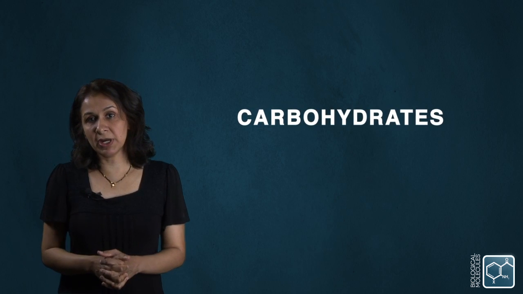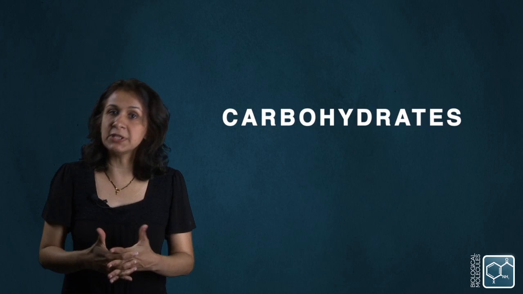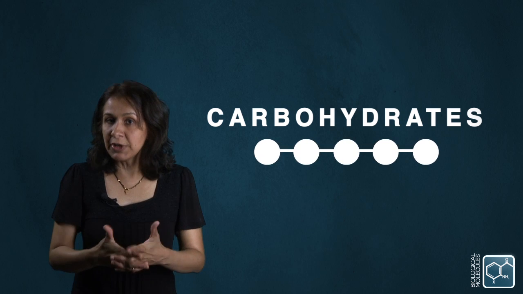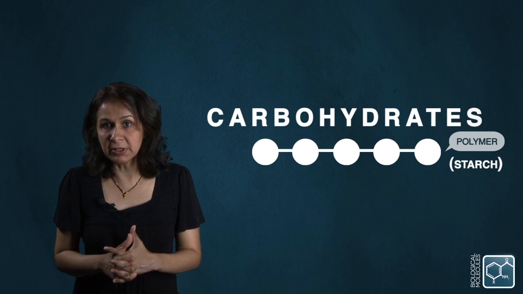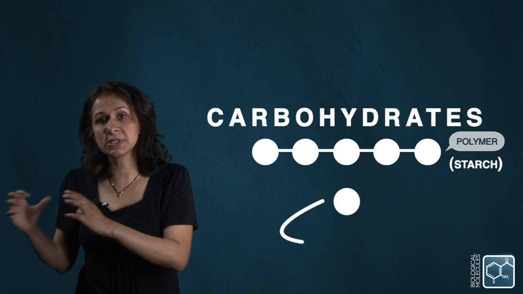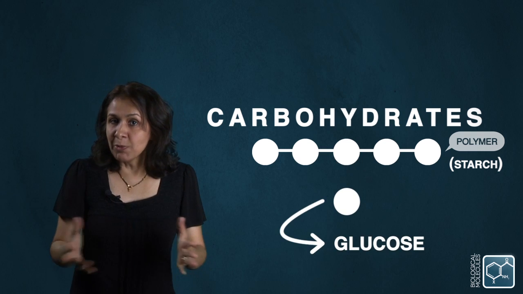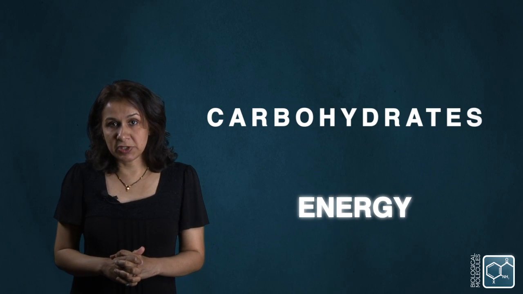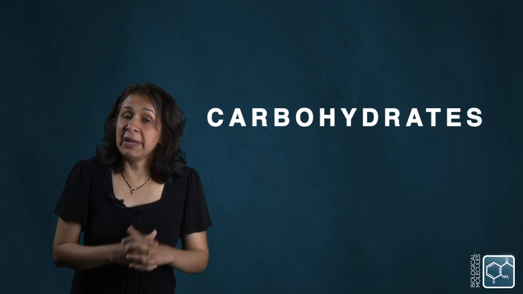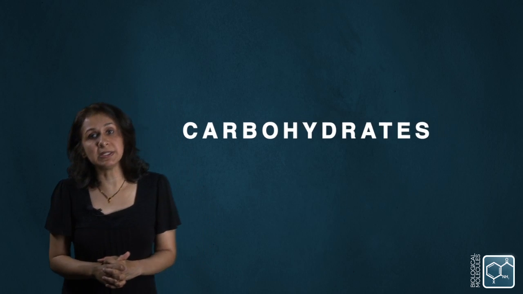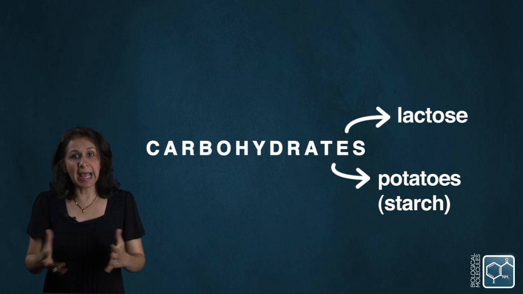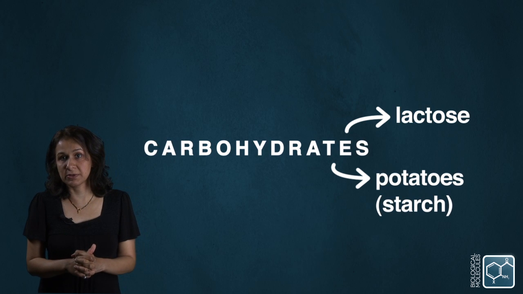Now let's move on to carbohydrates. There are different types of carbohydrates present in our cells, and some of these carbohydrates exist again as long chains or polymers. For example, starch is a polymer made up of individual monomers, glucose. Carbohydrates have a range of functions in our cells, including energy generation. Carbohydrates are made in cells, and we also can consume these through our diet. For example, lactose in milk is a carbohydrate, as is starch that we eat in potatoes.